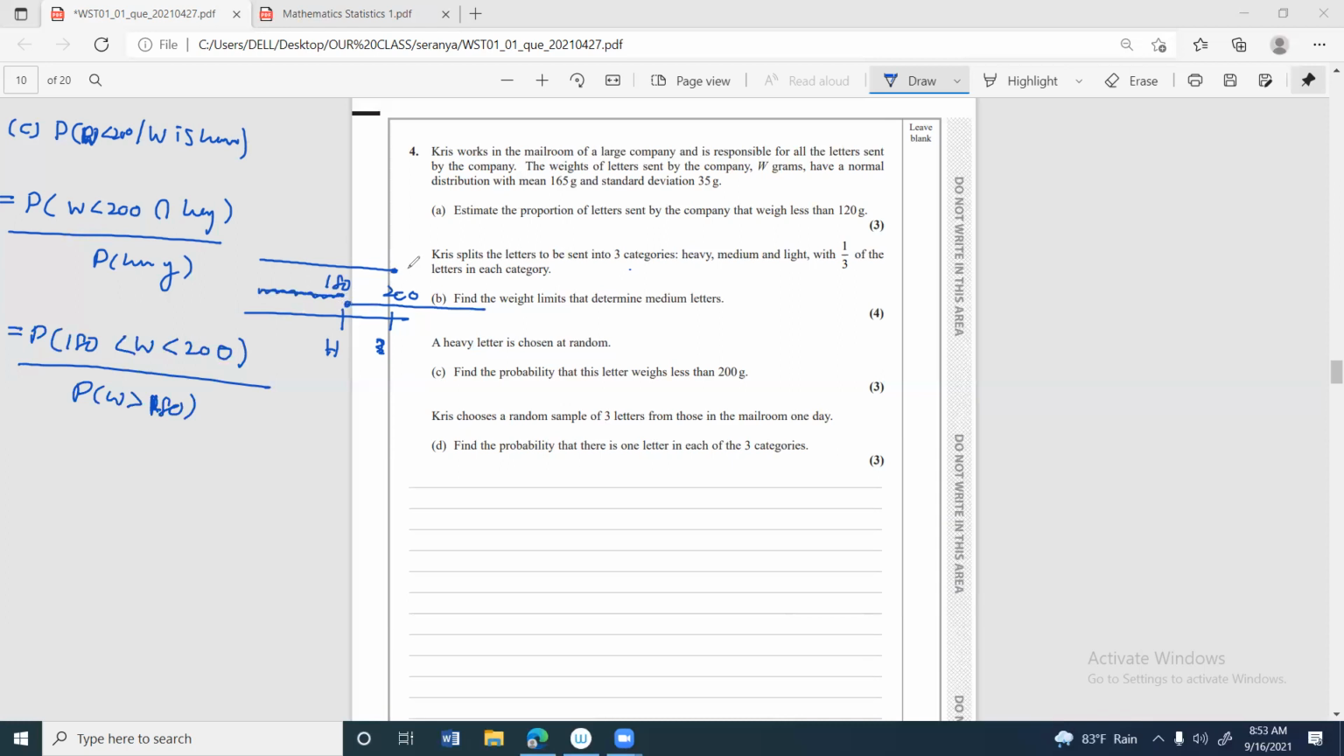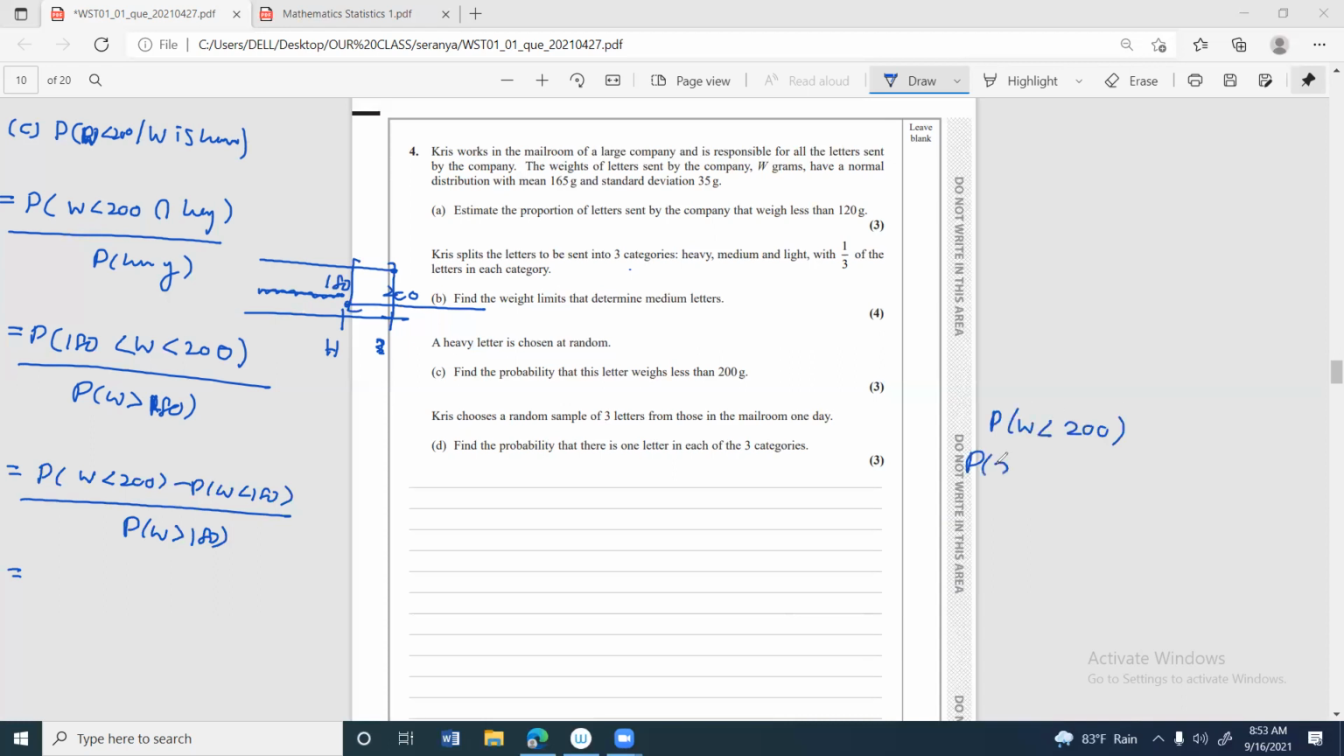The weight is in between 200 and 180 because heavy means more than 180. They are requesting the probability of less than 200. So the intersection region is this bit. With that you can say, to get the intermediate region, the probability of weight less than 200 minus the probability of weight less than 180, divided by the probability of weight more than 180. Let's go ahead with this. This part we need to find out.